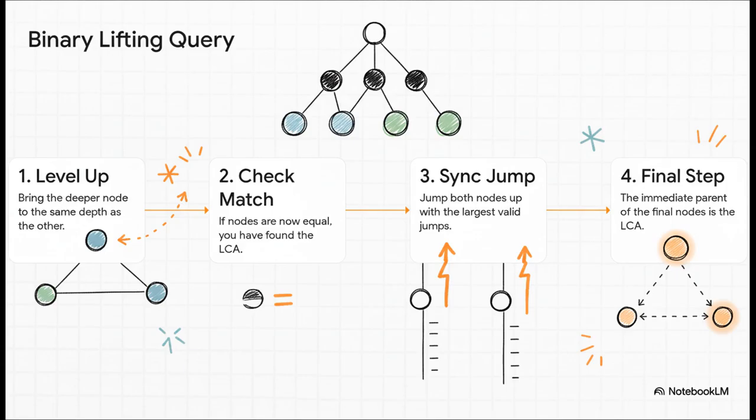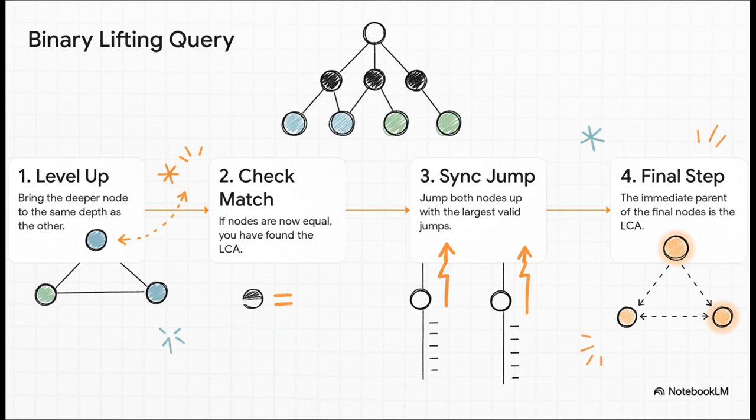Okay, so how does a query actually work with these ladders? It's kind of like a 4-step dance. First, you got to level them up. Take whichever node is deeper and jump it up until it's at the same level as the other one. Now, if they've landed on the same node, hey, you're done. That's the LCA. But if not, we start jumping them both upwards at the same time.